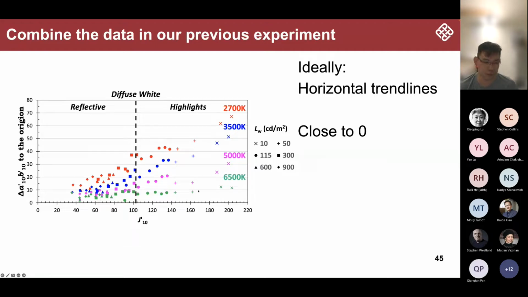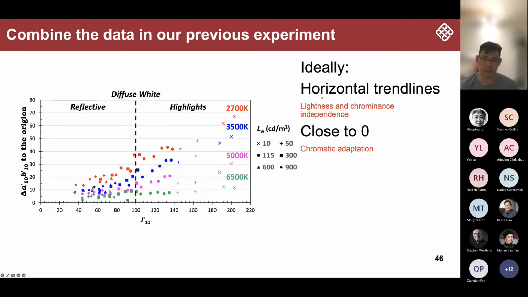And also they should be very close to 0. But if that's not the case, which means that if it's not horizontally distributed, then the lightness and the chrominance are not independent of each other. But if it's not close to 0, this is talking about the chromatic adaptation problem.